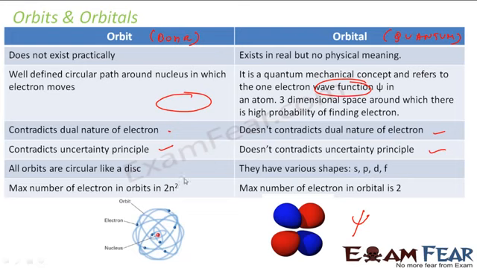The maximum number of electrons in an orbit is 2n square as per the theoretical formula by Bohr, and the maximum number of electrons in an orbital is 2. Please note the maximum number of electrons in an orbital is 2. For example, in this there will be at most 2 electrons. One may be here, one may be here, or anywhere.